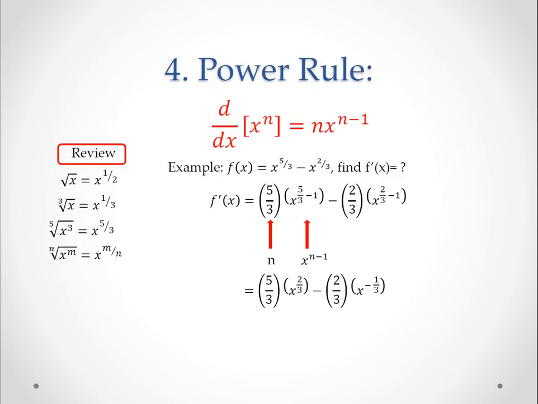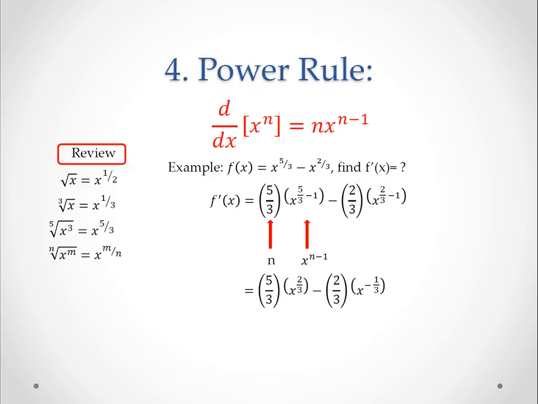Next, I want to introduce the power rule. But before I introduce the power rule, I want to review some basic terminology we use here. For example, square root of x can be written as x to the 1/2 power, and cube root of x can be written as x to the 1/3 power. And further, the fifth root of x cubed can be written as x to the 3 divided by 5 power. In general, the n-th root of x to the m power is equal to x to the m divided by n power. Using this terminology, we can go forward.